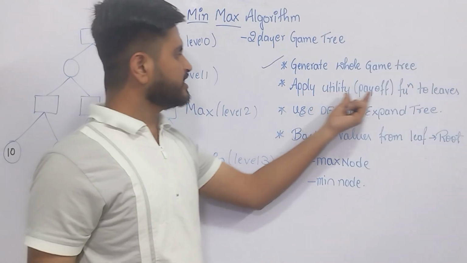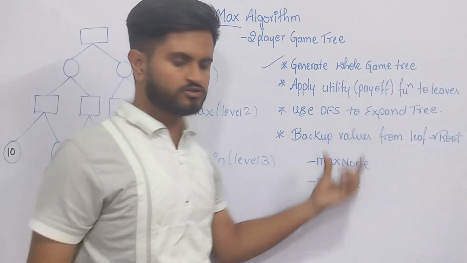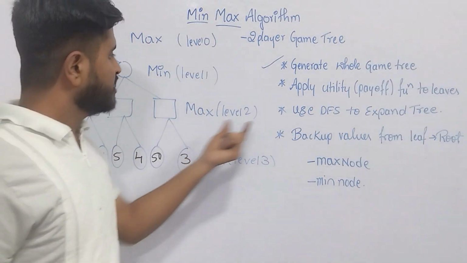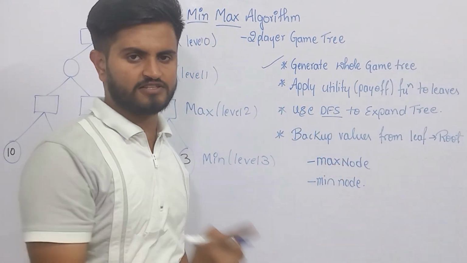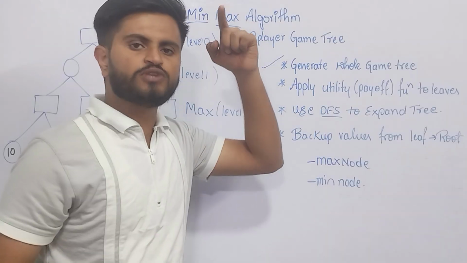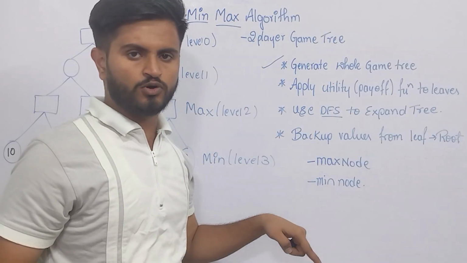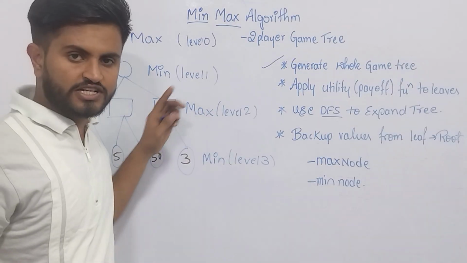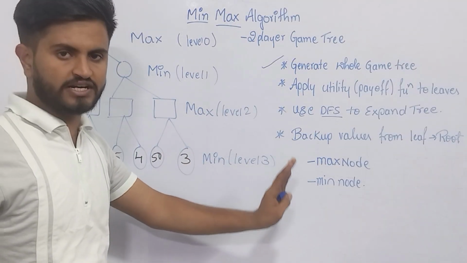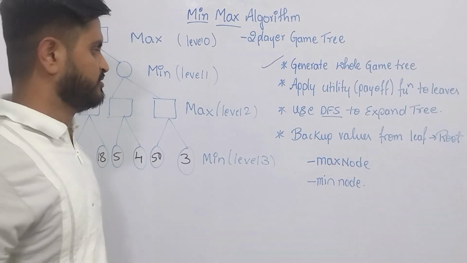Now apply the utility payoff function to the leaves. So I will show how to apply. Use the DFS. What is DFS? Depth first search algorithm. What does it tell? From the root, come to the leaf node on the left side first, then you must move to the right side. First the left side, then move to the right side, as deep as possible.